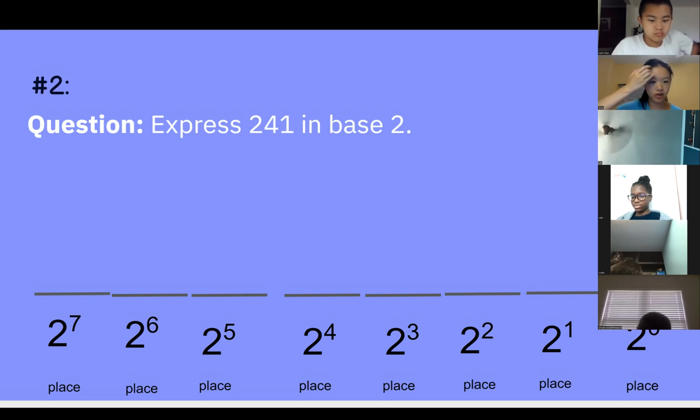After these few questions, we will introduce base 3. So you have that to look forward to.